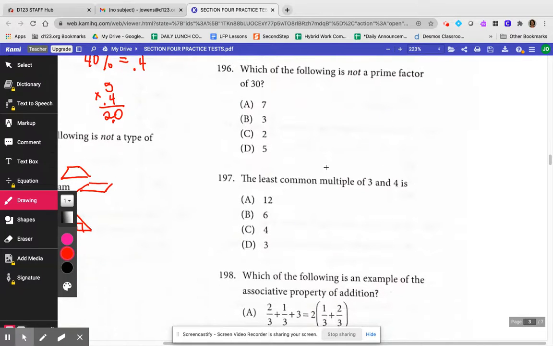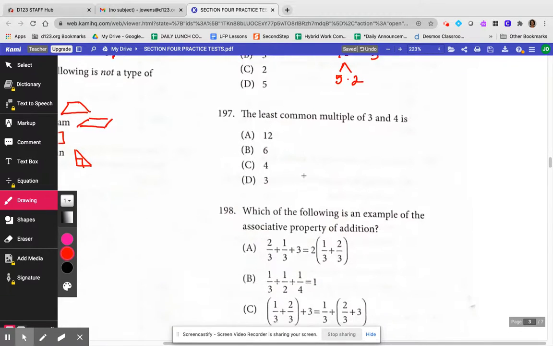For 196, which of the following is not a prime factor of 30. If you ever had to draw factor trees where we have to break down 30. Let's say I know 10 times 3 equals 30. 3 is a prime number, but 10 I can break down into 5 times 2. So 5, 2, and 3 are my prime factors of 30. So which one would not be? 7.